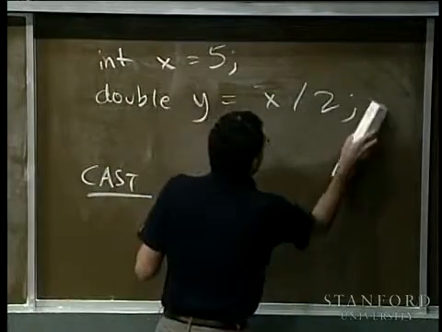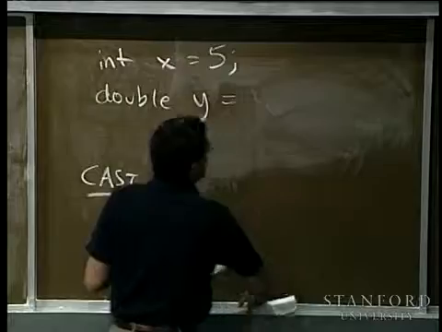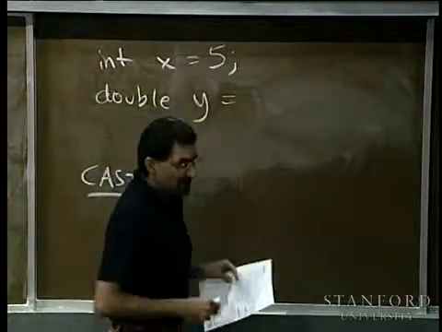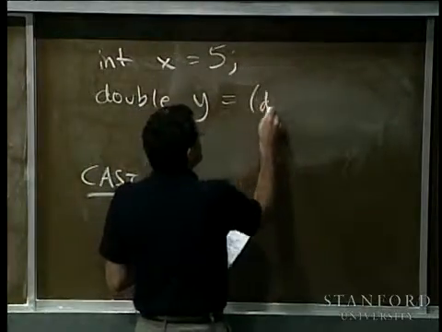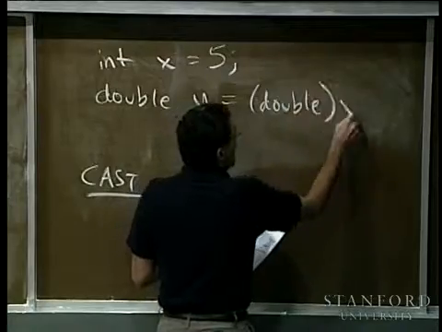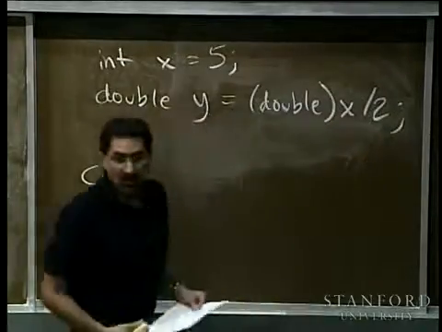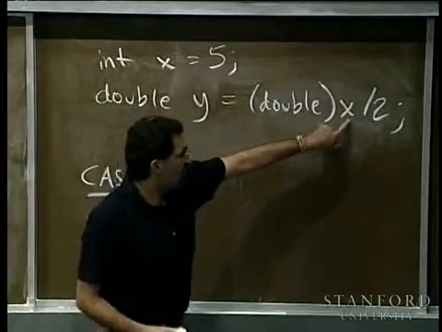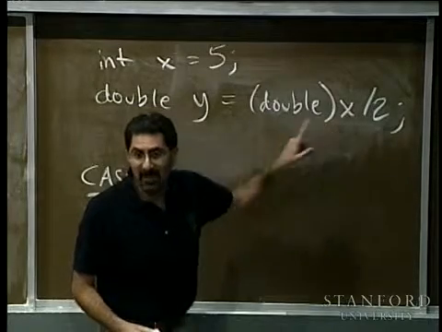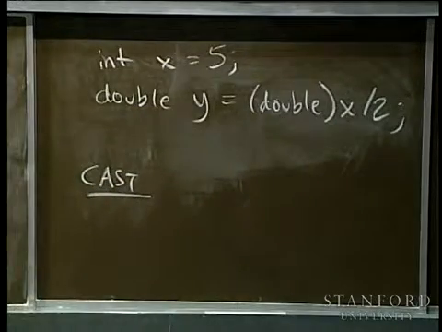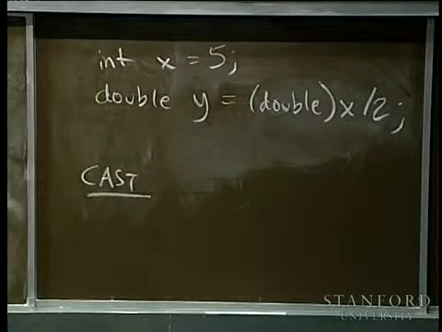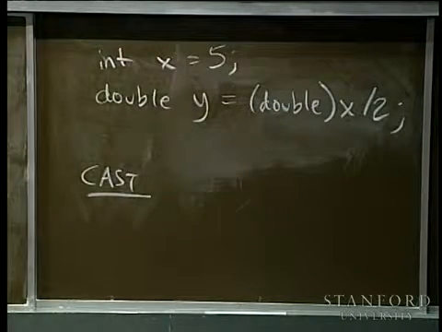And the way we do that is we specify the type that we want to cast to in front of the thing that we want to cast. So we would say (double) x divided by 2. And all this means is take this thing, which is not normally a double, and for the purpose of this operation, treat it as though it were a double. It does not change x from being an integer intrinsically.